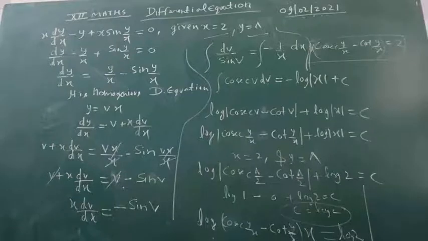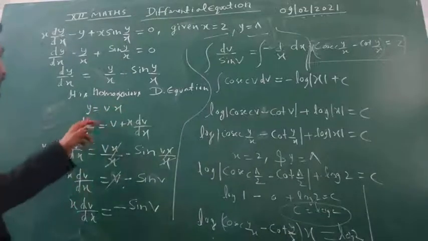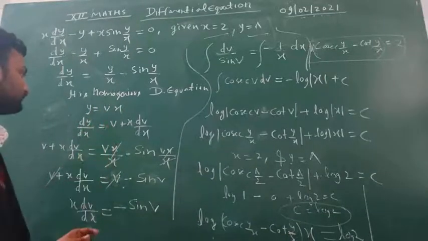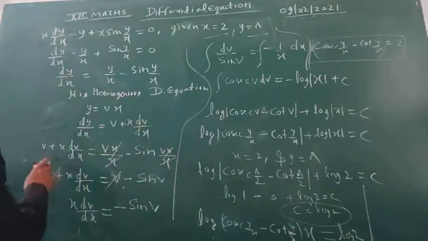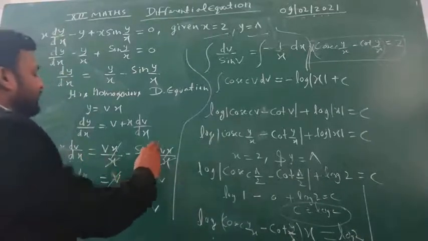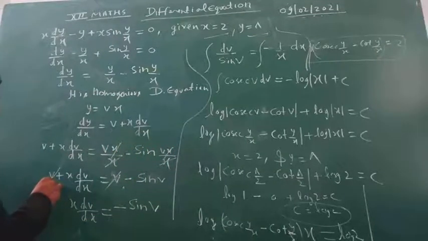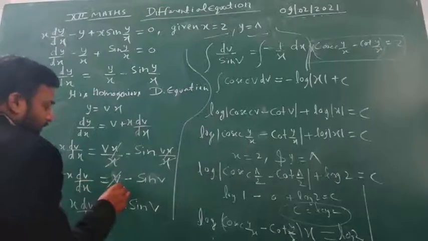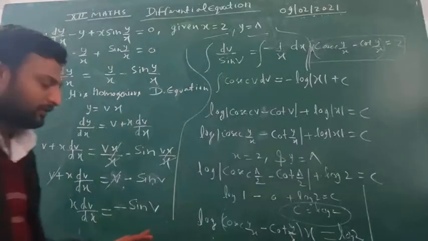Now you know that for solving a homogeneous differential equation, we always use y = vx, so dy by dx is equal to v plus x dv by dx. Now we put this value here: v plus x dv by dx is equal to vx by x minus sin vx by x. So this is cancelled, this is cancelled. We are getting v plus x dv by dx is equal to v minus sin v, and v will be cancelled, students. We get x dv by dx is minus sin v.